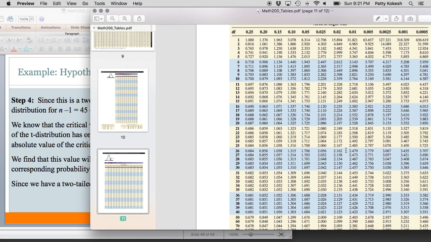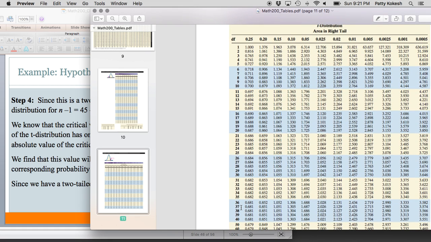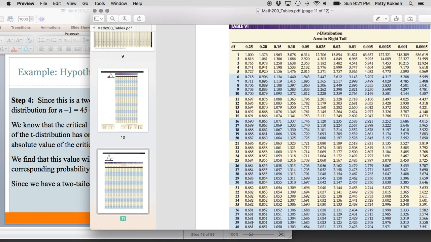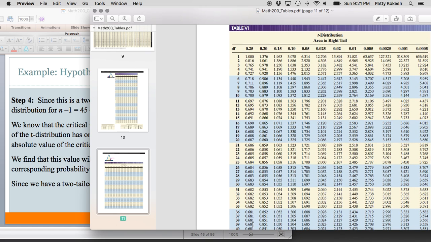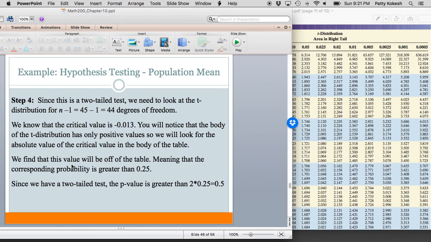So I'm going to scroll my way down there. Now you'll notice I don't have 44 on here. What you can do is you can just use the closest. I'm just going to use the 40. You'll notice that the values between 40 and 50, these are very, very close. So our answer is not going to differ depending on which we use. So I'm going to look at 40 here. Now I know that the critical value is negative 0.013.